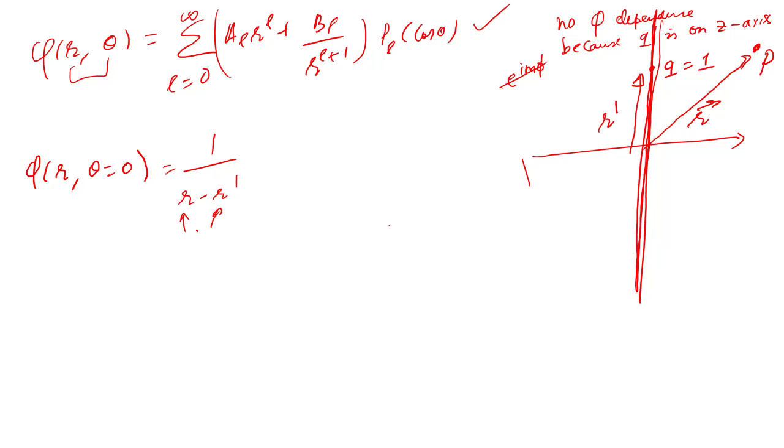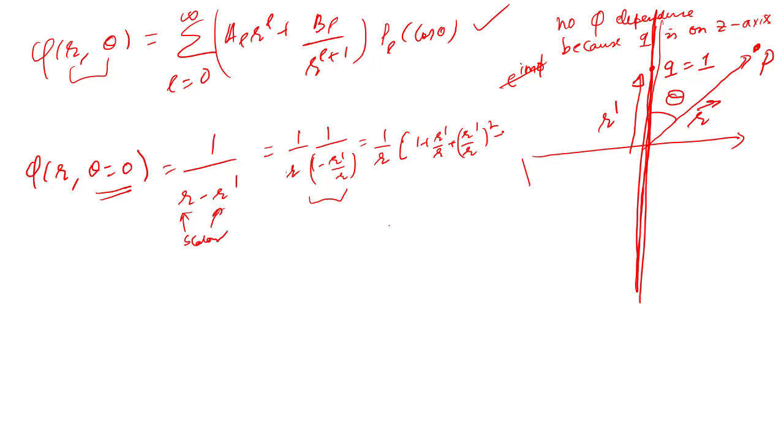These are not vectors, these are scalars, because when we are considering theta equal to 0, theta is the angle between r prime and r. So when everything is along the z-axis, these are just the components that you're subtracting. And we saw that we can write this as 1 over r times 1 over 1 minus r prime over r. And then we Taylor expanded this to get 1 over r times 1 plus r prime by r plus r prime by r whole square, r prime by r whole cube, and so on and so forth. So this is our boundary condition.